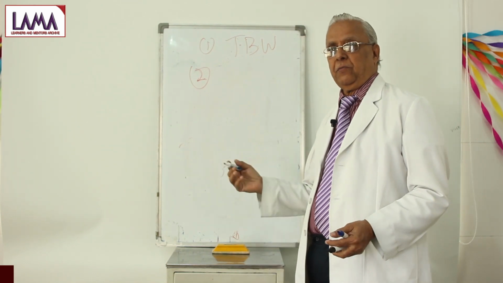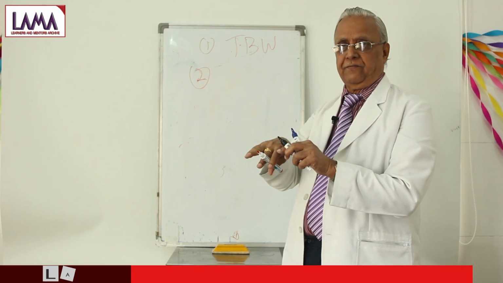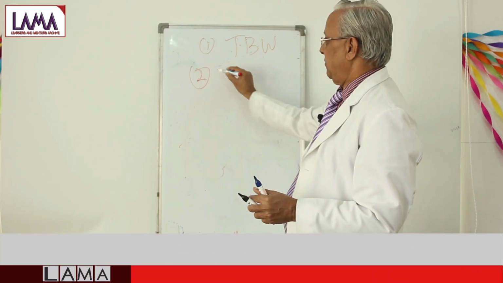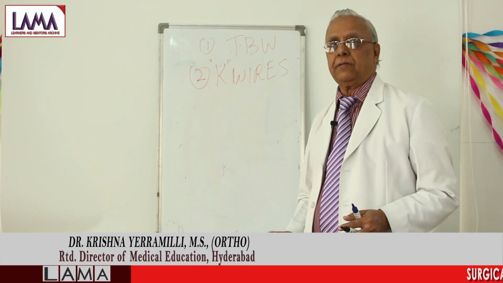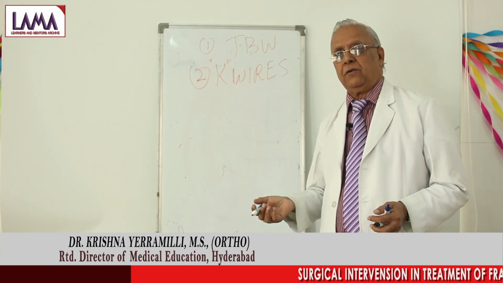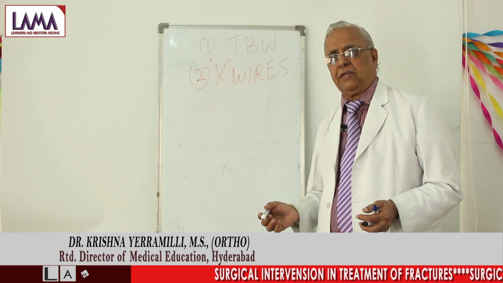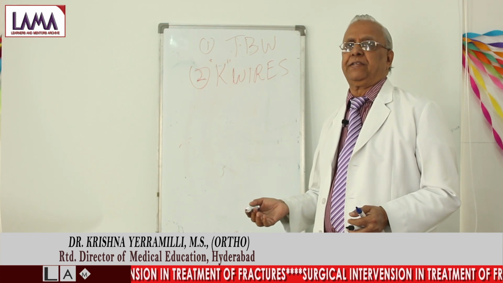Then one more simple thing for small long bones like metacarpals and phalanges, we use what is known as K wires. Here from 0.5 to 2.5 millimeter wires are there. Anyhow, we are going to talk about them when we talk about the individual fractures.